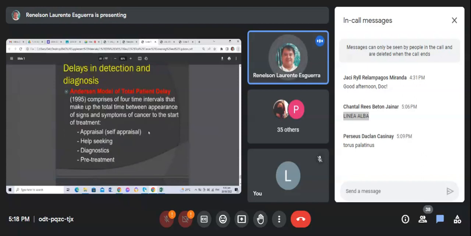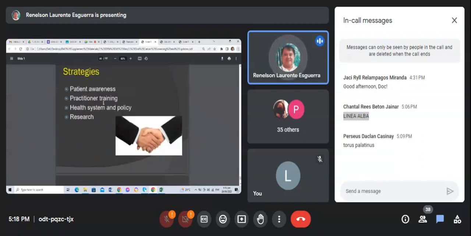So, delays in detection, according to a model by Dr. Anderson: you have appraisal, self-appraisal, self-diagnosis, help seeking, not from the doctor, but from the neighbor, from the friend. Call a friend. Diagnostics, self-diagnosis, and pre-treatment could cause the delay of the diagnosis. So strategies would include patient awareness, practitioner training, health system and policies, and research. Practitioner training means that when we graduate from dentistry, it does not end there. We still have to study. That is why I would really advise you to take your postgraduate courses.